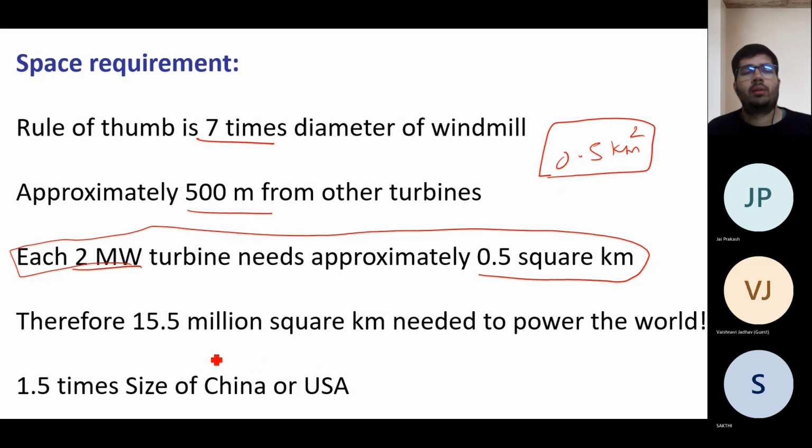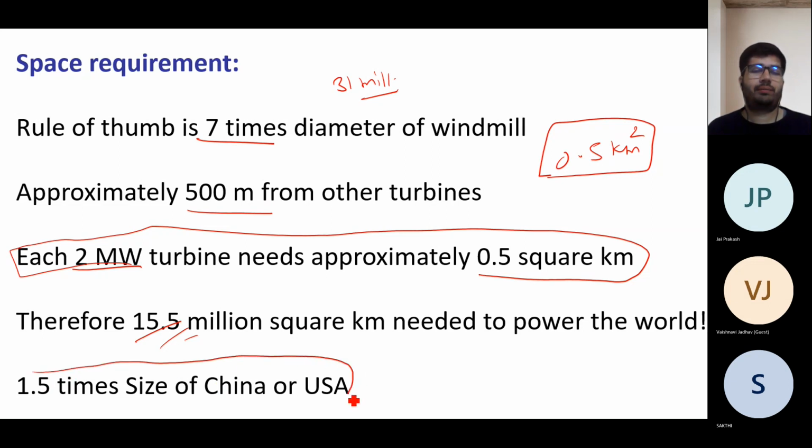Therefore, 15.5 million square kilometers are needed to power the world. If you are planning to power the world using only wind energy, then we require 31 million wind turbines, and for these we need 15.5 million square kilometers to install. Roughly it's about 1.5 times the size of China or USA. It's very huge. It's not actually possible.